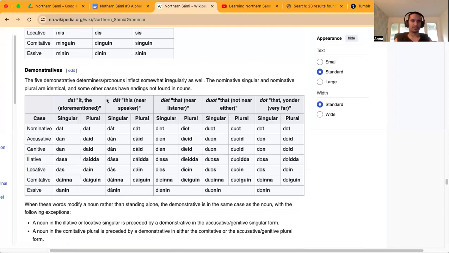Demonstratives. This is something special because they have like it, this, near the speaker, that near the listener, and that not near either, and that like yonder or very far. So there are much more levels than in English or even Finnish.